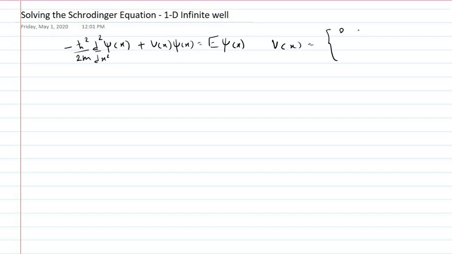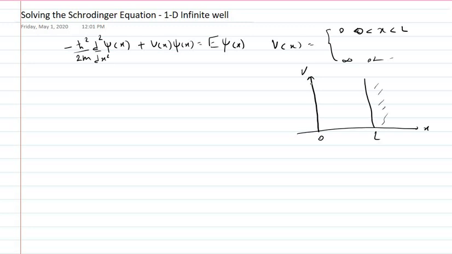The potential will be equal to 0 between some range between 0 and L, and it will be infinite otherwise. And if you plot the potential, it will look like this: x versus V. It will be 0 between 0 and L and infinite otherwise.